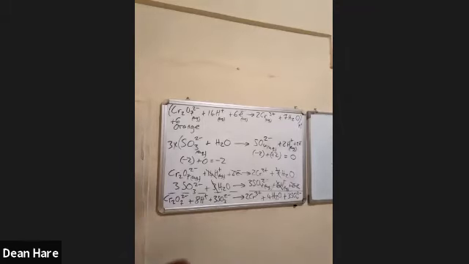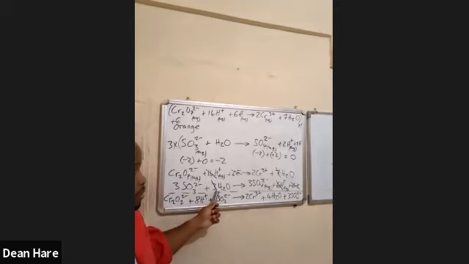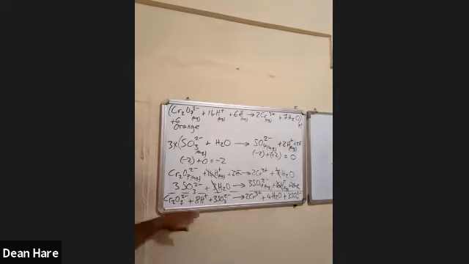So just remember, if I have hydrogen or water on both sides of the equation, subtract the smaller number from both sides. Then you will write the final net equation.